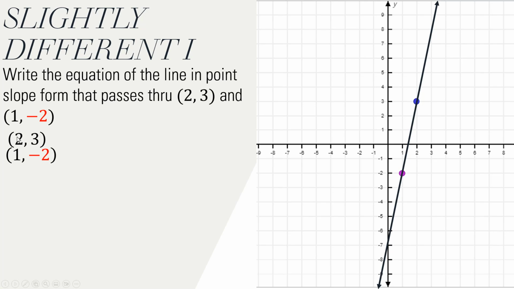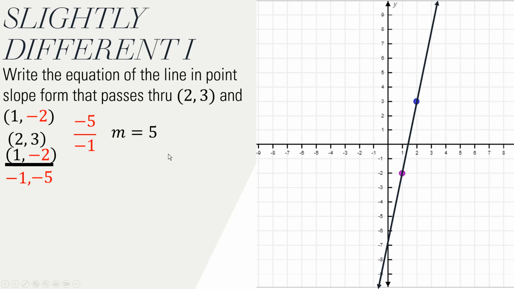Going from 2 to 1, we're decreasing by 1. From 3 to negative 2, we're decreasing by negative 5. So if we just stack those, we're going to get m is 5. So from 2, drop by 5, 1, 2, 3, 4, 5, over by 1. So our intercept in this case would be that negative 7 if we really wanted it to be that way. We could write it as y is equal to 5x minus 7. But we would have to figure out that point.